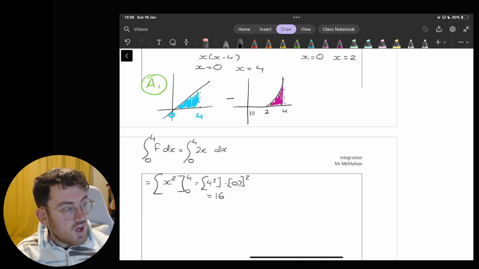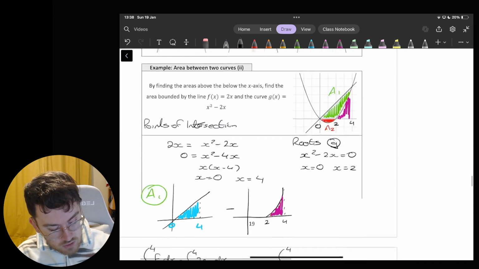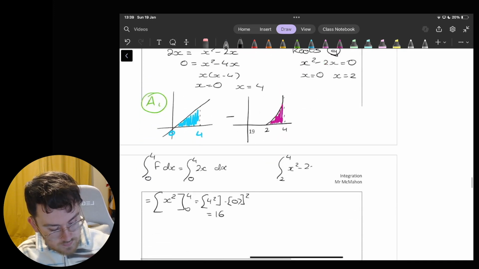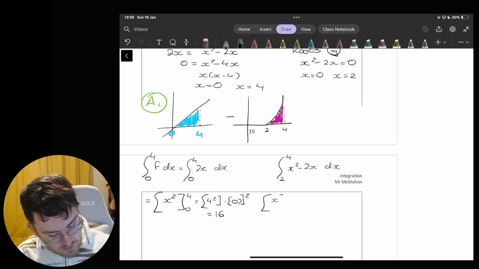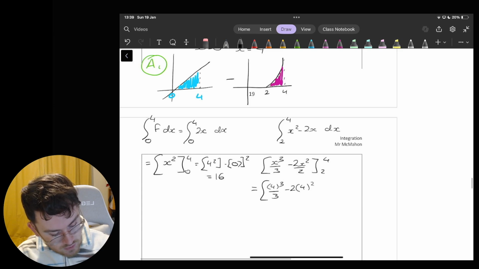Okay, looking then at the purple region we have here, that is the integral between 2 and 4 of my quadratic, which is x squared minus 2x dx. Okay, so that's going to be x cubed over 3 minus 2x squared over 2, evaluated at 2 and 4. So that's going to be 4 cubed over 3 minus 2 times 4 squared over 2, minus 2 cubed over 3 minus 2 squared over 2.